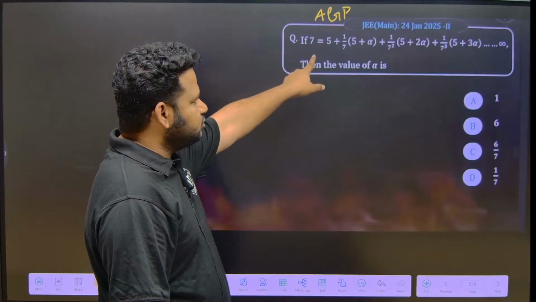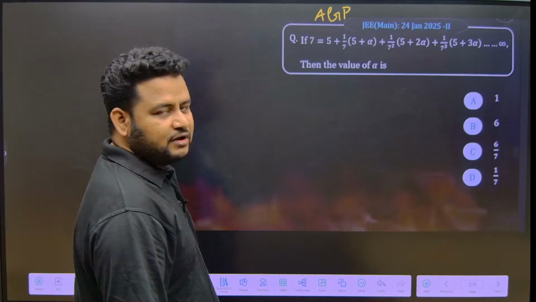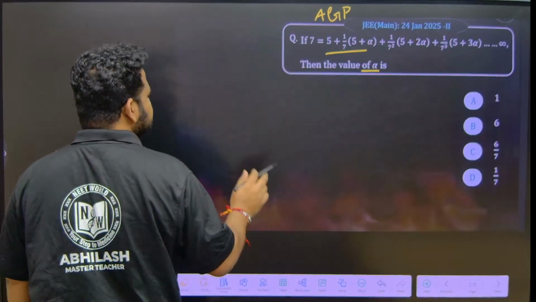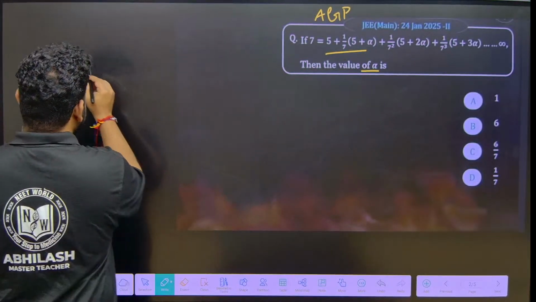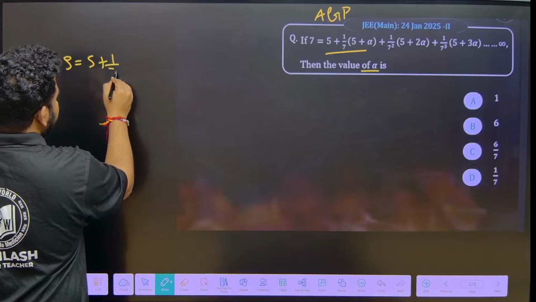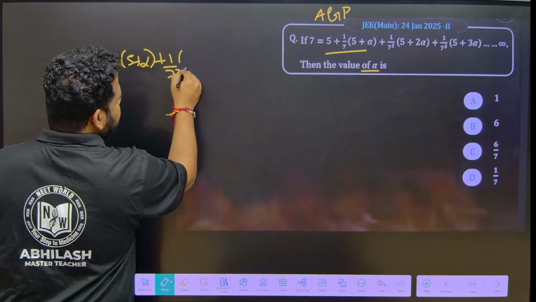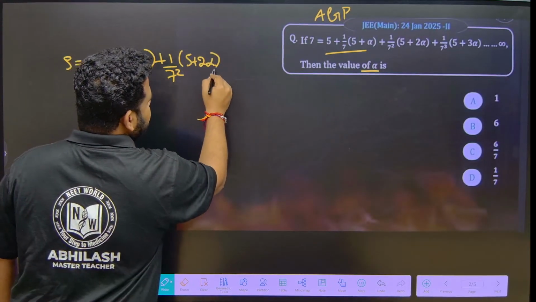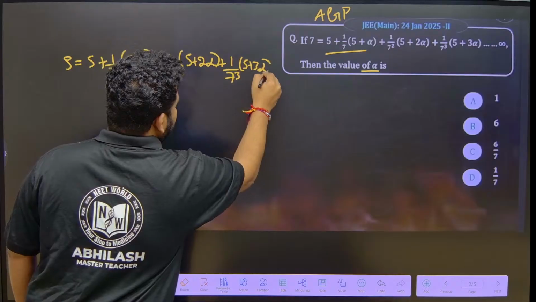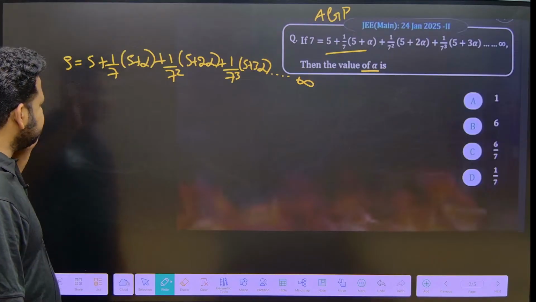So here we are having AP and also geometric progression, combined. Then they are asking for the value of alpha. If 7 is equal to something they have given, so instead of 7, let me take S is equal to 5 plus 1 by 7 into 5 plus alpha, plus 1 by 7 square into 5 plus 2 times alpha, plus 1 by 7 cube into 5 plus 3 times alpha, up to infinity. Fine, this is what we have. Now S is given like this.